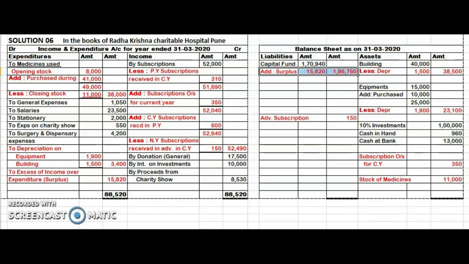Now take the total of liability side and asset side. We get a total of 1,86,910 on both the sides. Our balance sheet stands tallied.